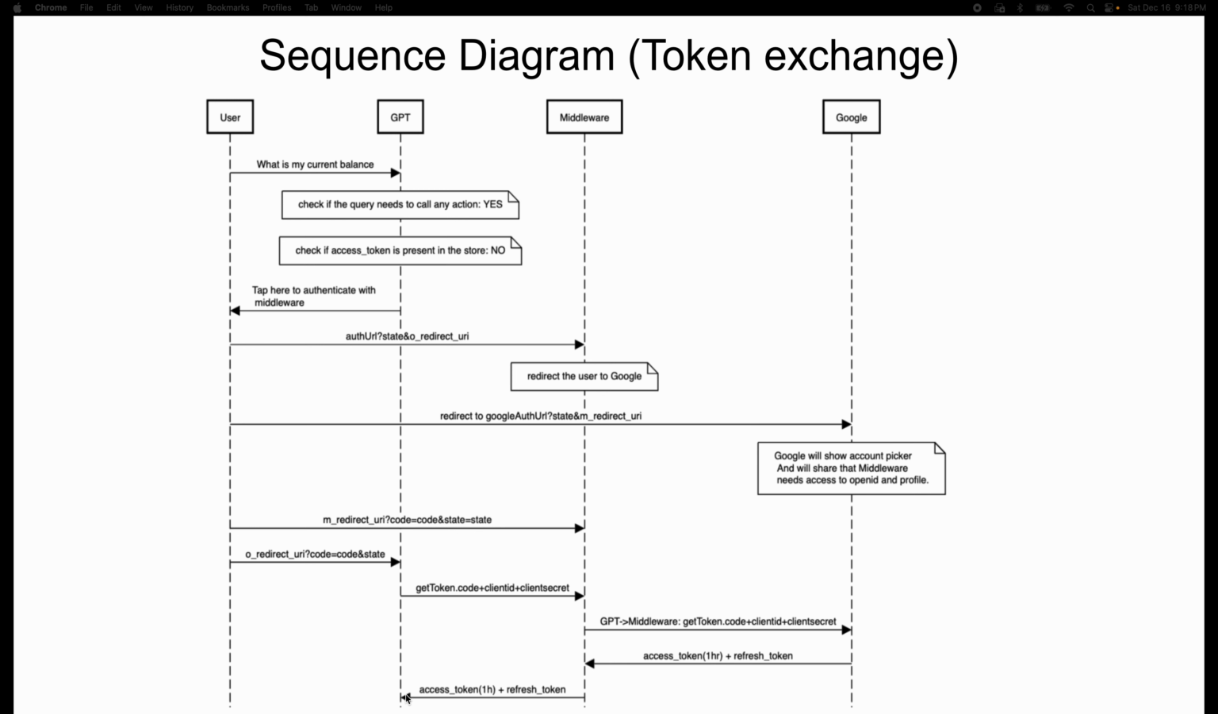Now the GPT has stored the access token and refresh token safely in its token store, and is ready to make the next calls. One thing to note is that the access token is only valid for 1 hour, and in order to make subsequent calls, GPT will use the refresh token to exchange it for an access token. It will be covered later in another flow.